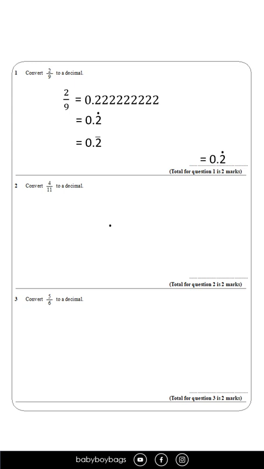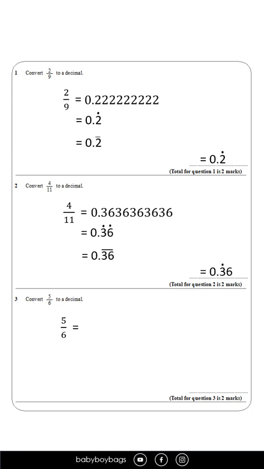Going on to the second one, we're going to do 4 over 11, and similarly use a calculator. 4 divided by 11 gives you a decimal like this, and to denote it in recurring decimal form, just write the equal sign, then 0.36 with the dots on top of both the 3 and the 6. If you're going to denote it with a line, just draw a line over both the 3 and the 6, like that. That is basically your answer.